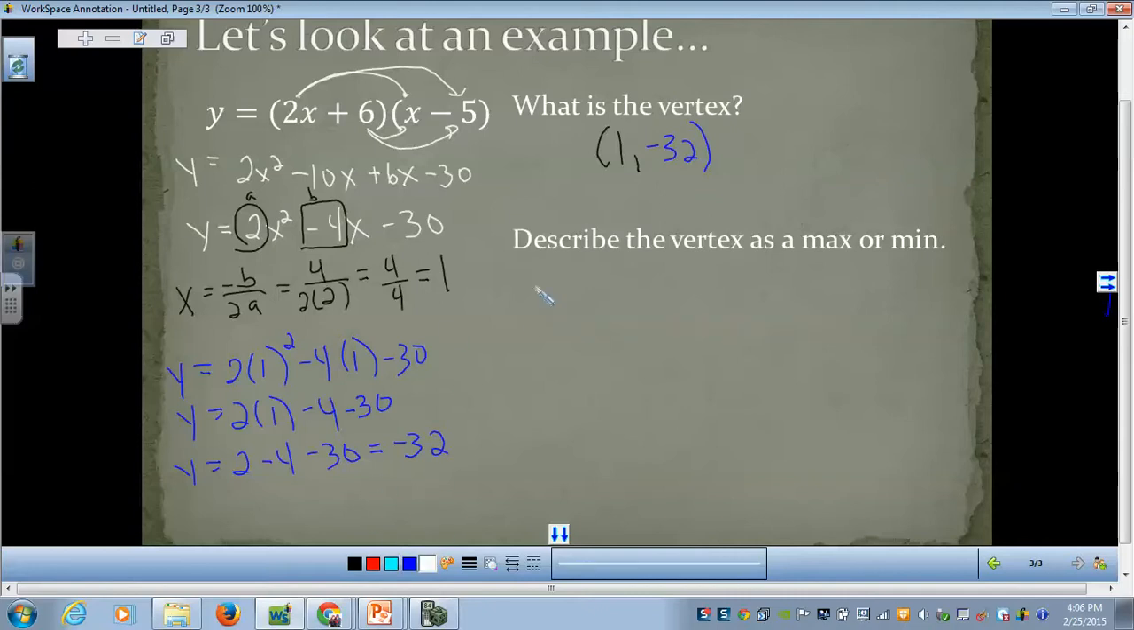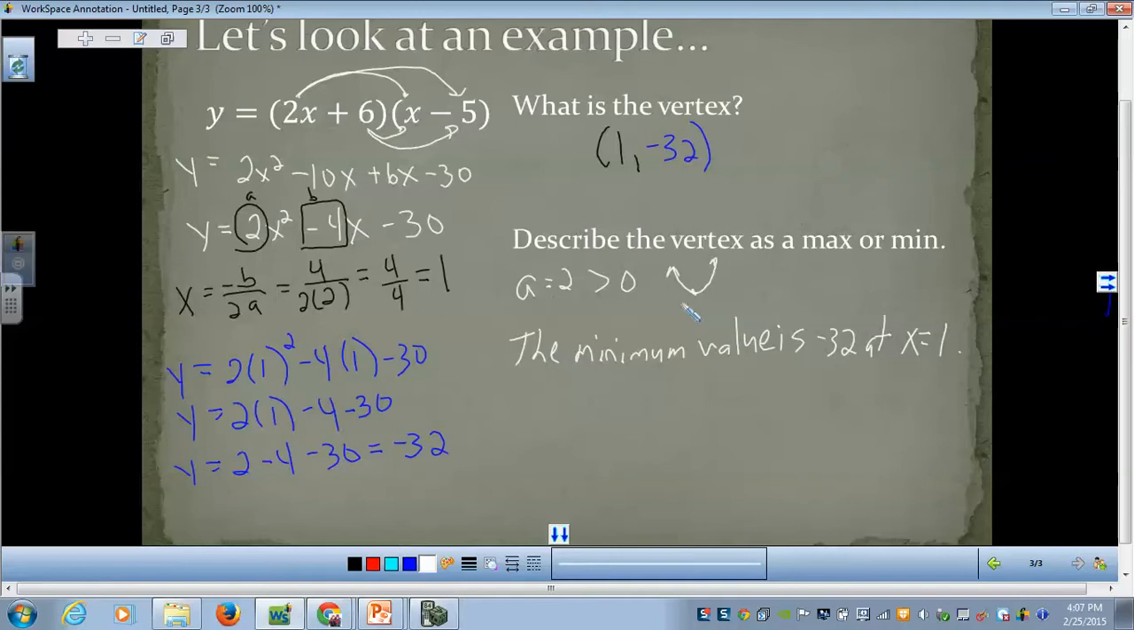Now, when we go to describe the vertex, once again, we need to know if it opens up or down. We know our a value is 2. That's greater than 0, so we have a quadratic that opens up. Once again, we can see that this is the bottom of the valley, so that's going to be a minimum. So the minimum value is negative 32 at x equals 1. Once again, we're writing like this to get in a good habit, because once we start getting into application questions, it's going to make it much easier for us to talk about our max and mins when we get into those types of questions.